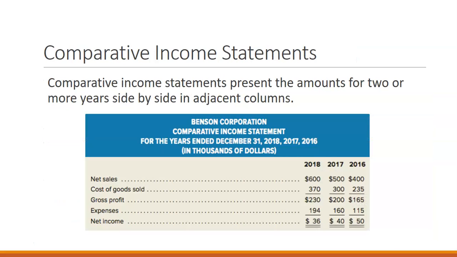In these comparative income statements, we can see that we have 3 years of information that allows us to compare the information side by side.